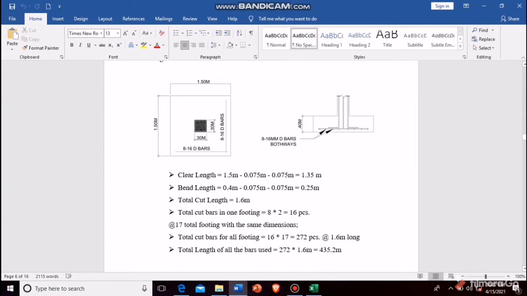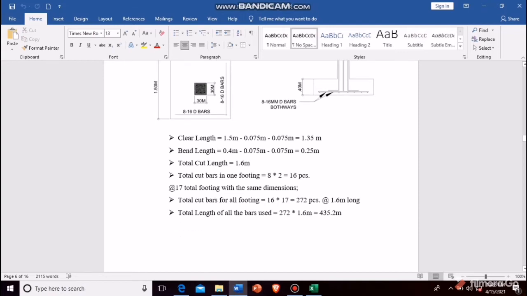Then the bend length is 0.4 meter minus the clear cover of 0.075 meter minus 0.075 meter, that is equal to 0.25 meter. Then the total cut length is 1.6 meter. Total cut bars in one footing is 8 times 2, because there are 8 in one direction and 8 more in the other direction at the intersection, that is 16 cut bars in one footing.